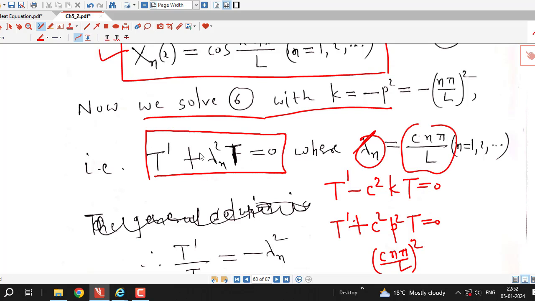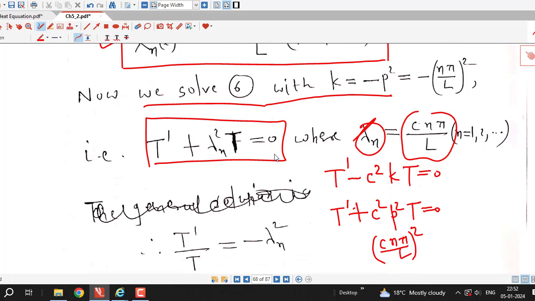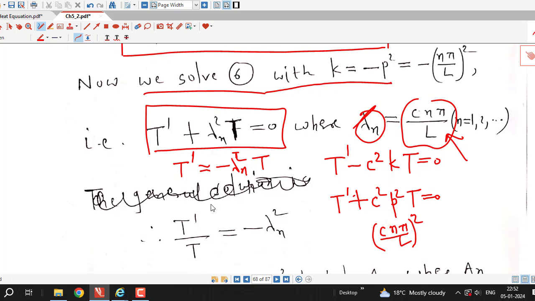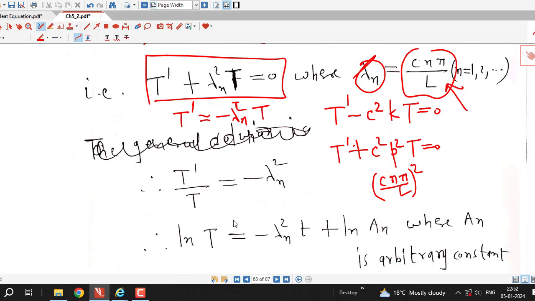For convenience we consider c n pi over L by lambda n. So lambda n is the notation for this, and it is known as eigenvalue. And this is easy to solve. We separate the variables. First we write this as t dash equal to minus lambda n square t, and we transfer this t on left hand side, and then we integrate both sides with respect to small t.